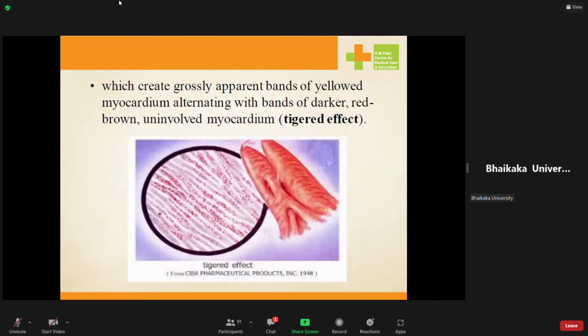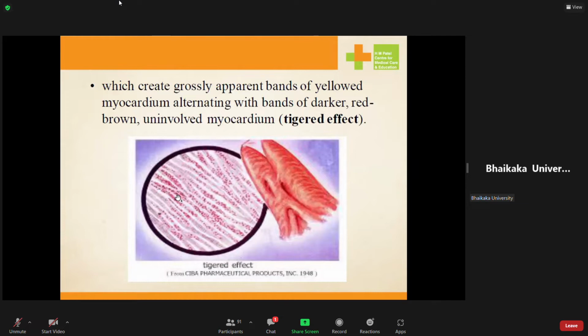Due to the prolonged hypoxia, alternate bands of normal myocardium with fatty myocardium develop, and it gives the effect of alternate bands of darker red-brown and uninvolved myocardium, and we call this the tigered effect. This image should be kept in your spotting exam. Okay, the tigered effect is seen in the myocardium due to prolonged moderate hypoxia.